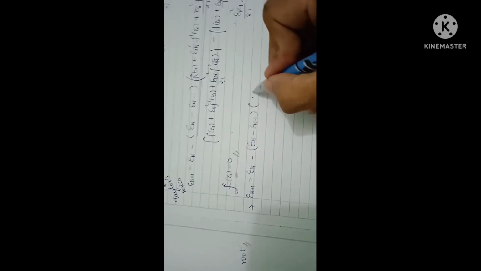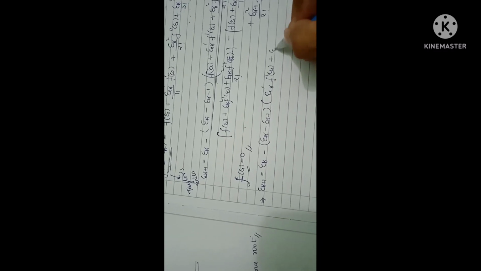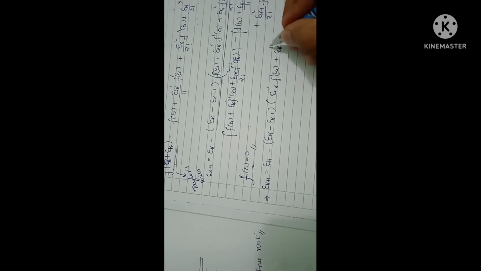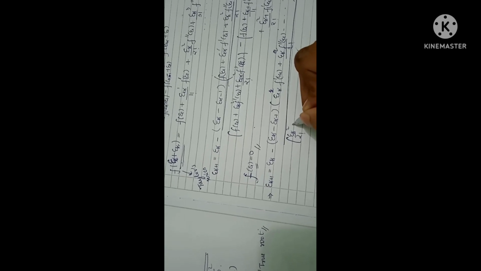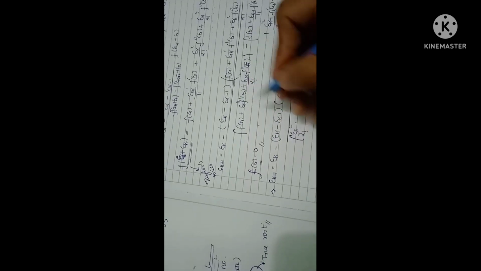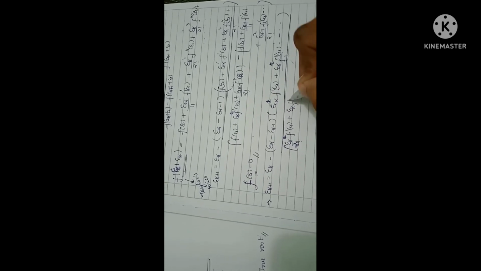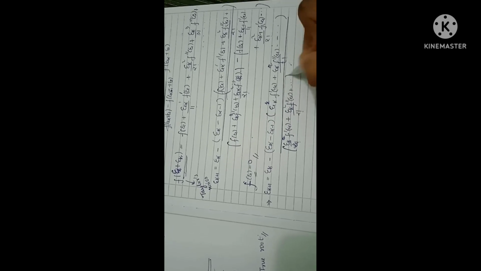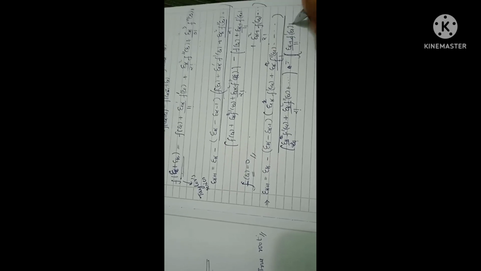f epsilon is equal to 0, and we would have e k dash f dash epsilon plus e k square f double dash epsilon upon 2 factorial, and this will go on, and we would have here e to the power k square upon 2 factorial, e to the power k f dash epsilon plus e to the power k f double dash epsilon square upon 2 factorial plus dot dot dot, and here we have minus e to the power k minus 1 upon 1 factorial f dash epsilon plus e to the power k minus 1 square upon 2 factorial f double dash epsilon, and so on.